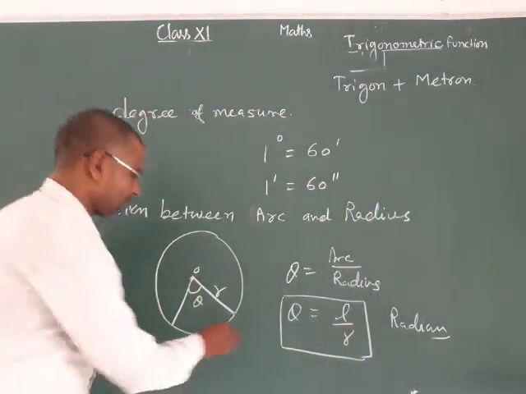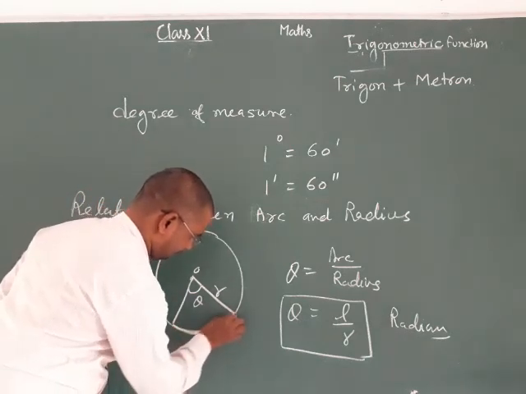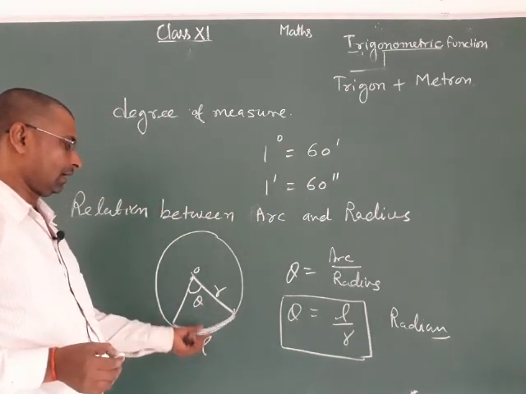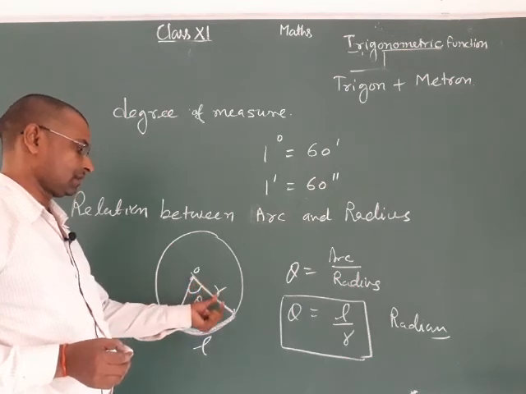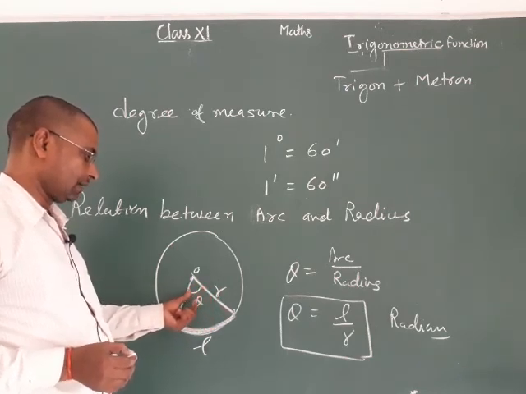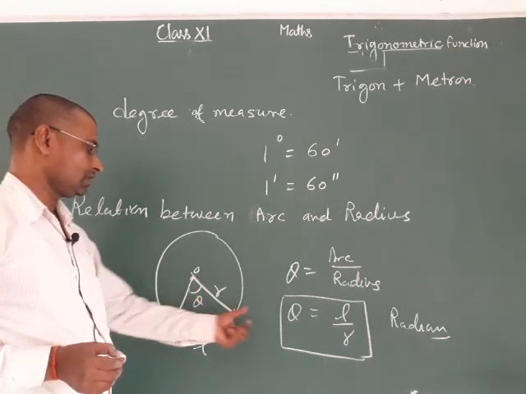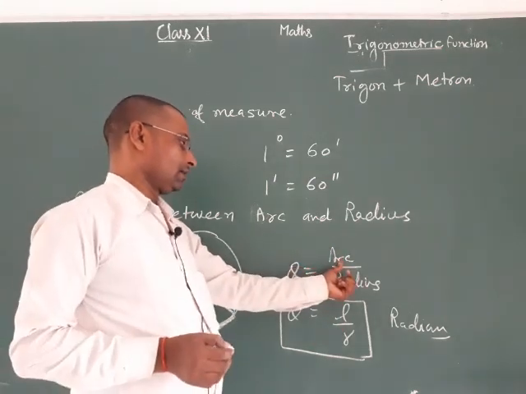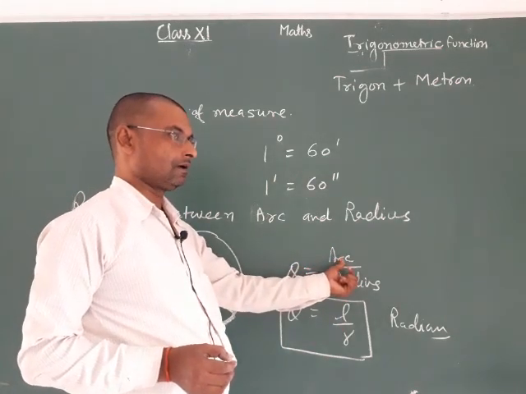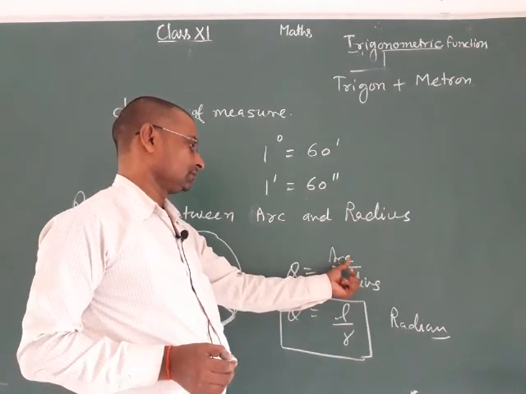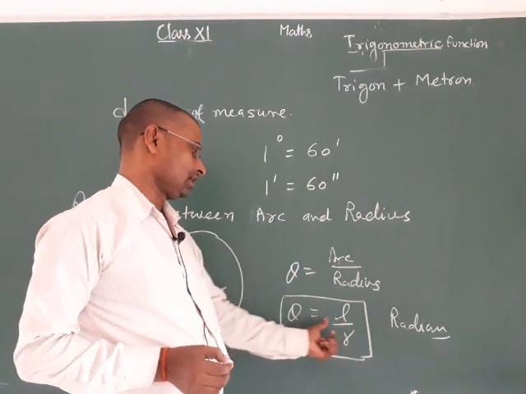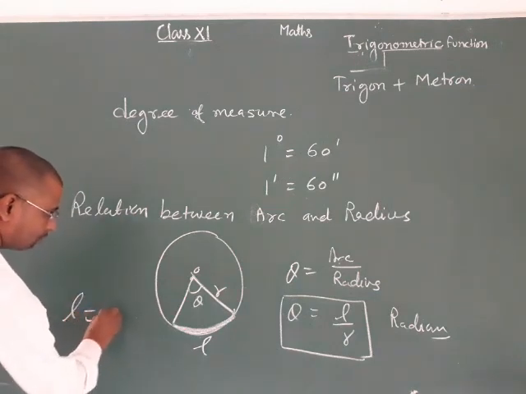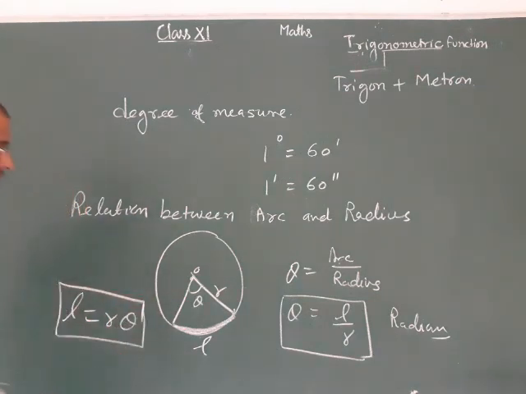This arc means an arc joined to the radius. This arc is denoted by L, R is the radius of the circle and theta is the central angle made by the arc. So theta is equal to arc upon radius, that is theta is equal to L upon R, or L is equal to R theta. So this is the formula.